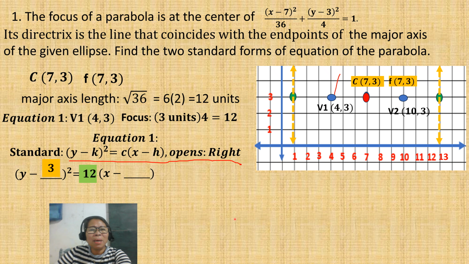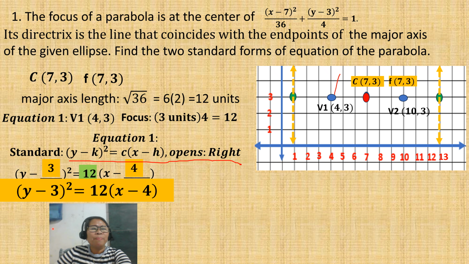And then the x minus h is x minus, what is the x coordinate of our vertex? It's 4. So therefore, what is the final standard form of the equation of our parabola described by the first vertex? So this is y minus 3 squared is equal to 12 times x minus 4.